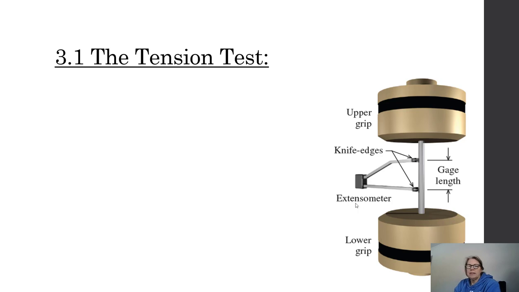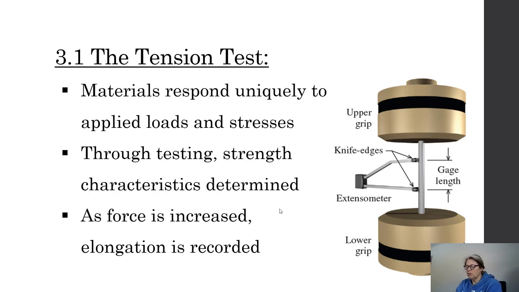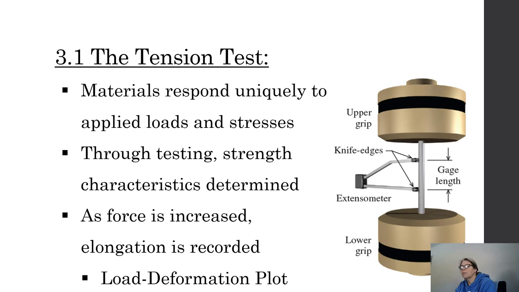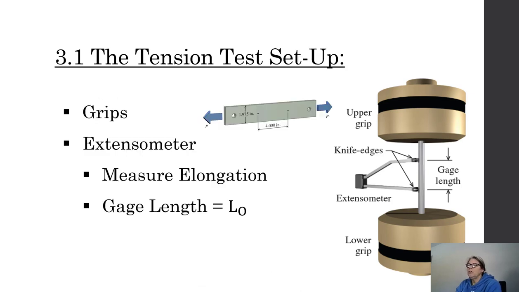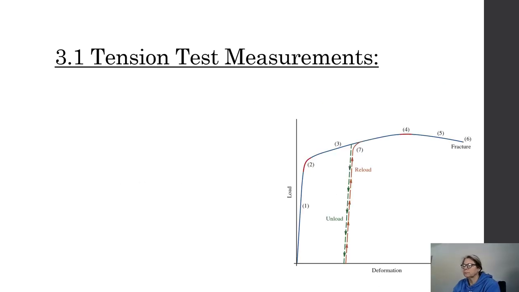The setup's going to be something like this, and materials are going to respond uniquely to the given load. We put in a force, we can measure the elongation, and we can plot that load deformation. We have grips that hold onto the specimen, and an extensometer, which can measure the elongation. We might have the gauge length, our original length, kind of in the middle of the bar. As we pull it, that gauge length is measured and we can see it increase. Then we can plot our load deformation.